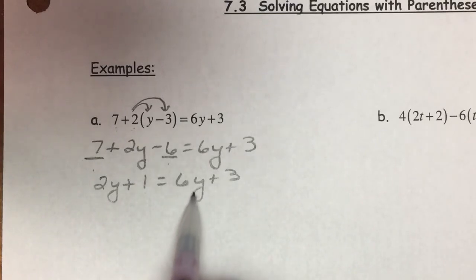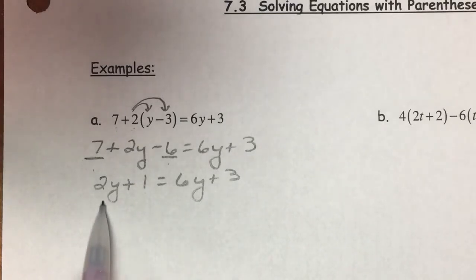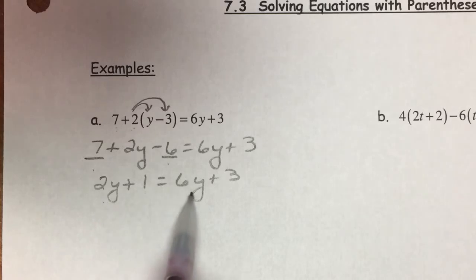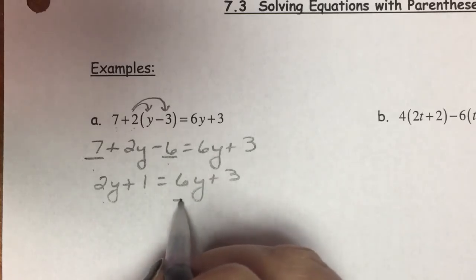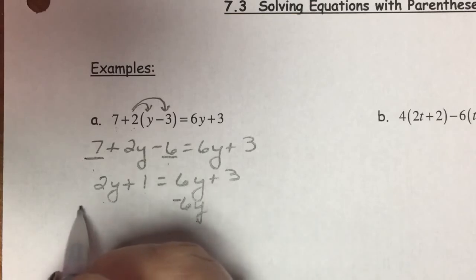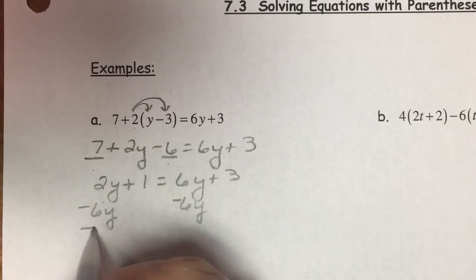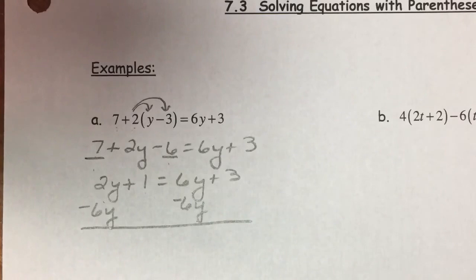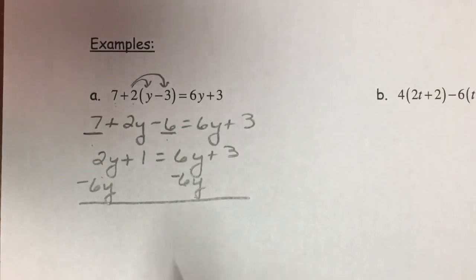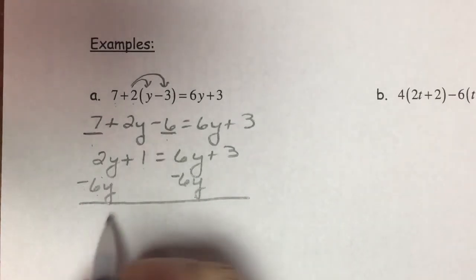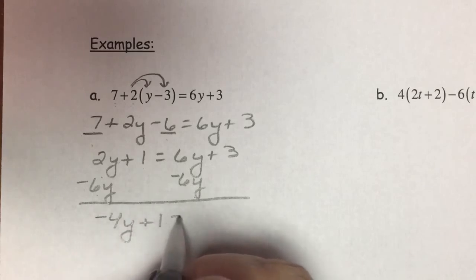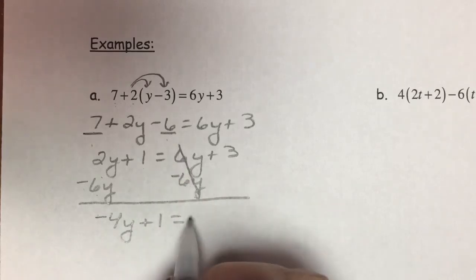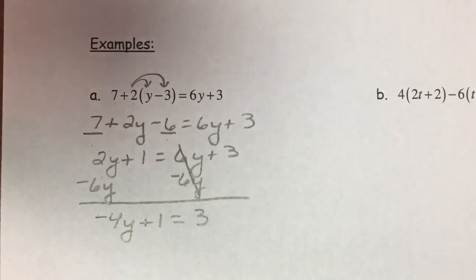I want to gather everything with a variable to the left-hand side. So that means I want to get rid of this 6y. It's a positive 6y, so I'm going to subtract 6y from both sides. Let's see what that does for us. 2y minus 6y is negative 4y. Plus 1, those disappear, is equal to 3.